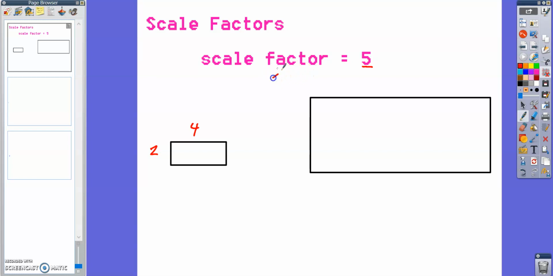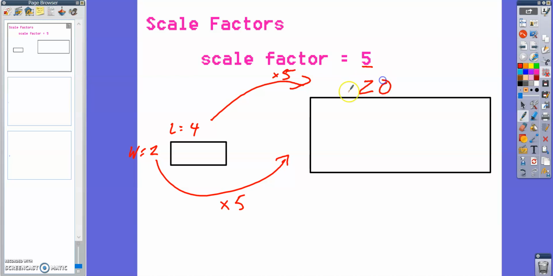Scale factor means how many times bigger it's going to get. So that means the length and the width are both getting 5 times bigger. This is going to be multiplying by 5, and this is going to be multiplying by 5. So 4 times 5 is 20, 2 times 5 is 10. Now, we can use it to talk about areas too.